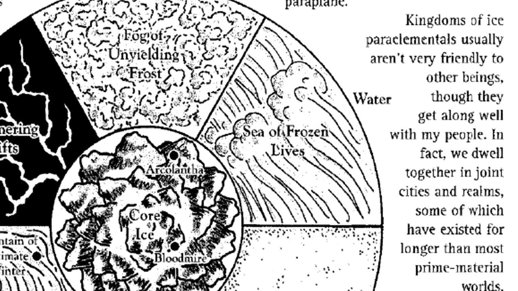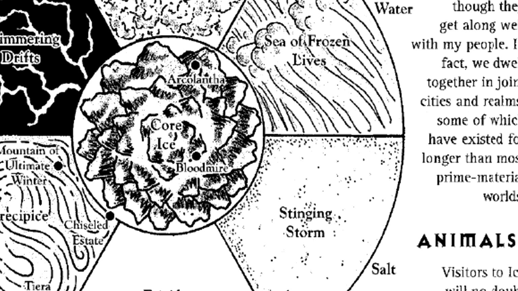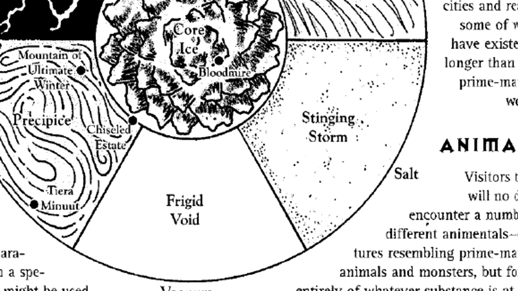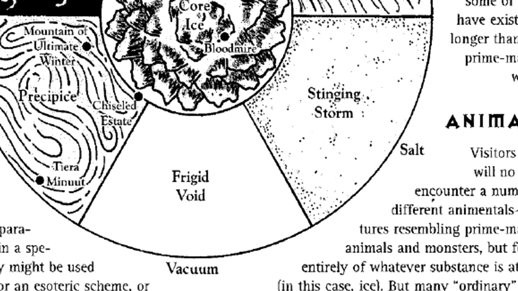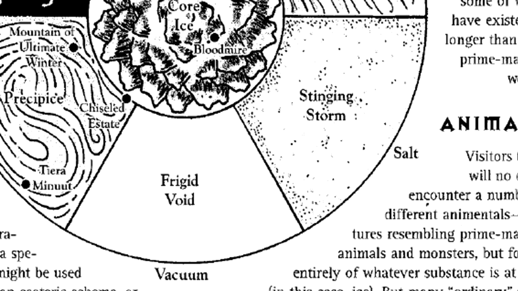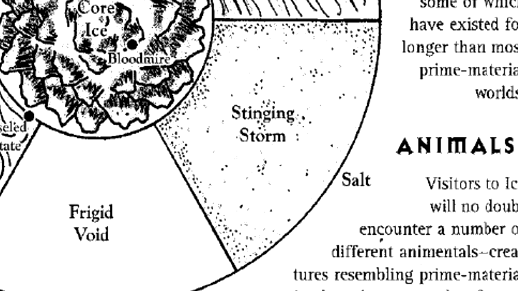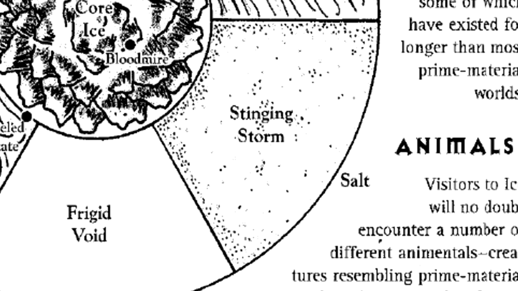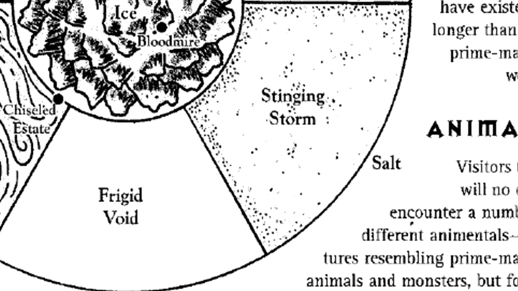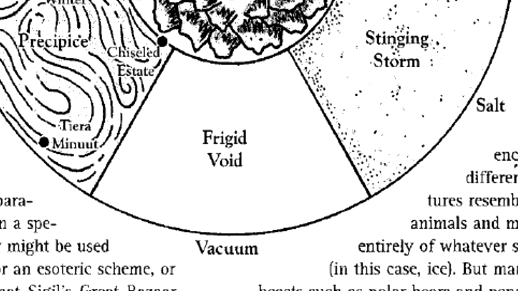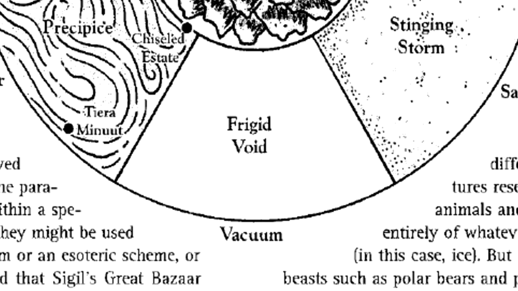Moving laterally towards the negative energy plane, you can go one of two directions. Either towards the quasi-elemental plane of salt, which lies between the negative energy plane and the plane of water, or towards the quasi-elemental plane of vacuum, the border between the negative energy plane and the plane of air. Near the quasi-elemental plane of salt, the ice gives way to acidic hail made from salt water in a region called the Stinging Storm. If you instead go towards the quasi-plane of vacuum, the ice and snow disappear, leaving only a pitch-dark void of absolute cold called the Frigid Void.